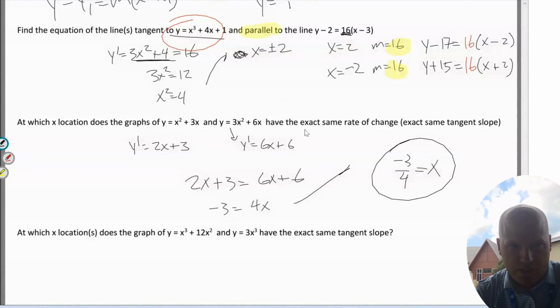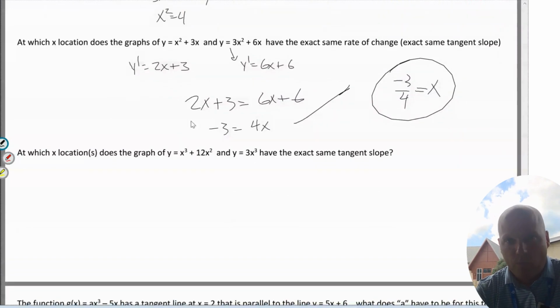What is the slope? Honestly, you could plug it in and figure out what it is, but they didn't ask you what the slope is. They just said what x value.